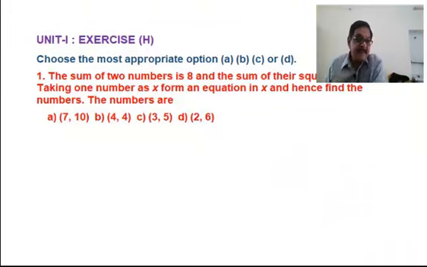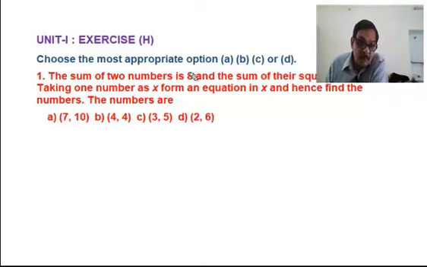So today in this video and in my subsequent videos you will get the solution of that exercise, which is of equations of CA foundation course. So let us start with that exercise. See, this exercise is unit 1 exercise H.